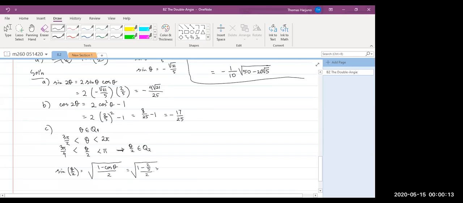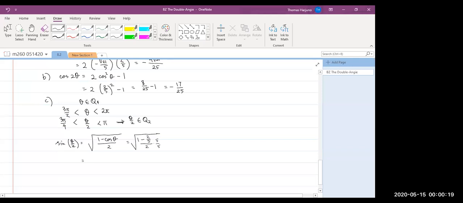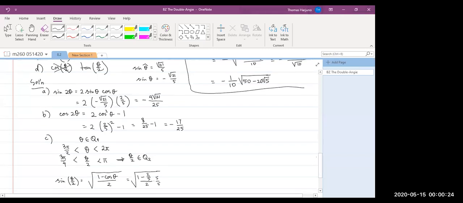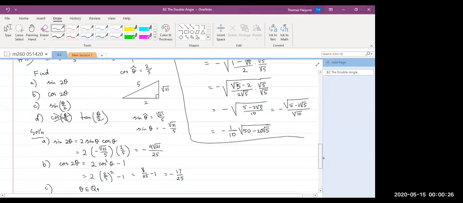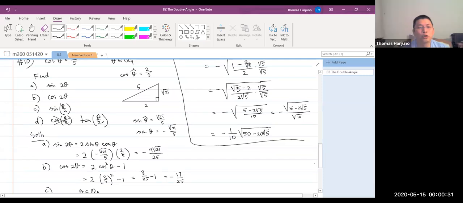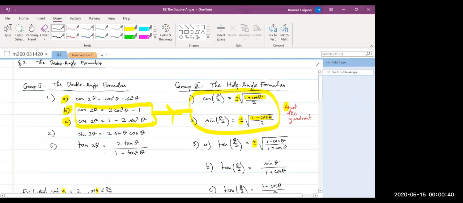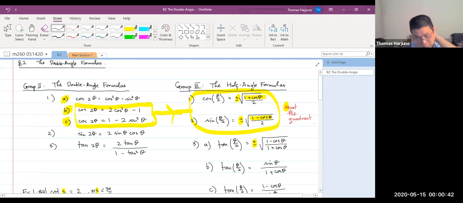Professor, quick question. Why didn't you also do that same method that you did in C for A? Like you multiplied the quadrant that 2 theta will be in. Is it because you're not asking for it? No, you don't need to, because the formula for sine 2 theta is fixed. The sine for 2 theta is fixed, but for sine theta over 2 depends on the quadrant.